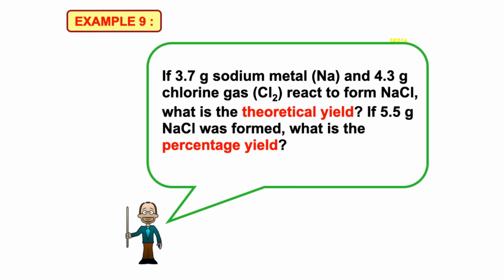Example 9. If 3.7 gram sodium metal and 4.3 gram chlorine gas react to form sodium chloride, what is the theoretical yield? If 5.5 gram sodium chloride was formed, what is the percentage yield? So, it gives you the mass of the sodium metal and chlorine gas, and it also gives you the mass of the sodium chloride formed. 5.5 gram is the actual yield.